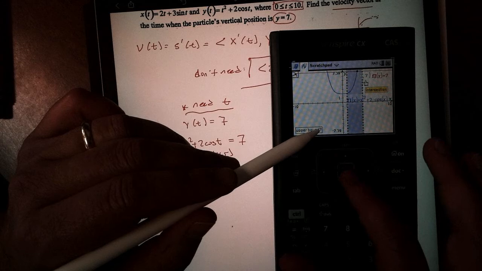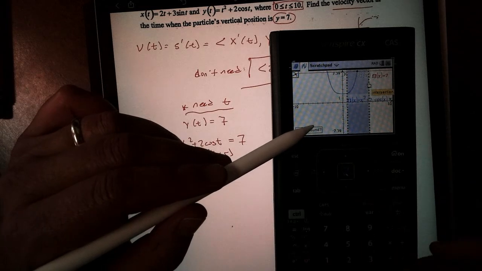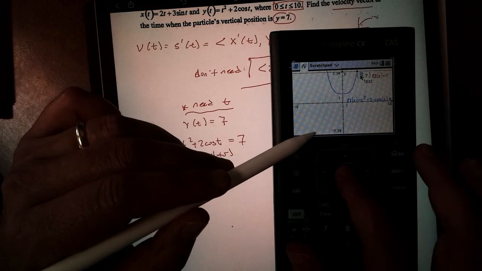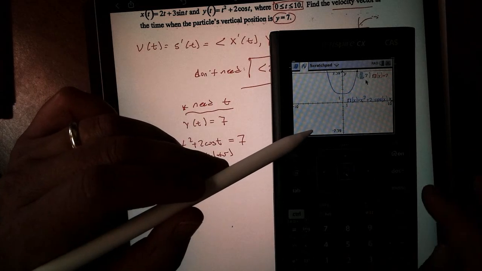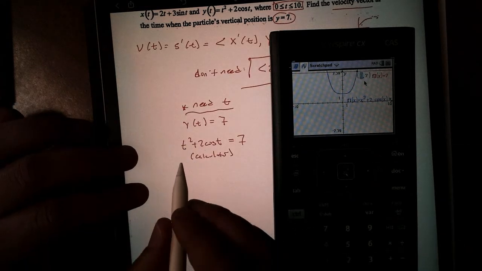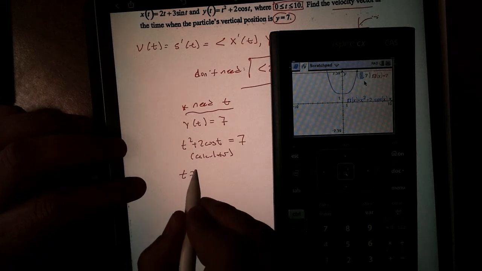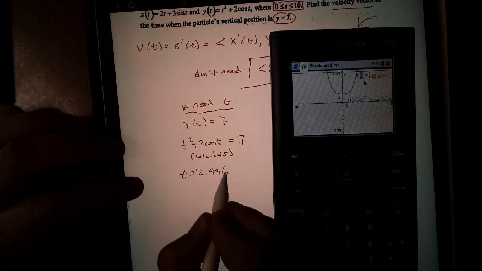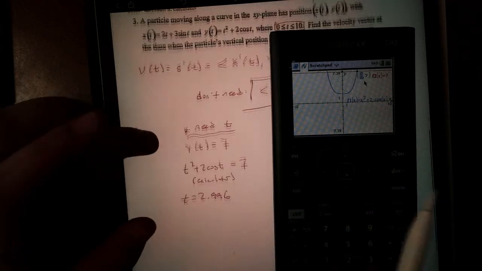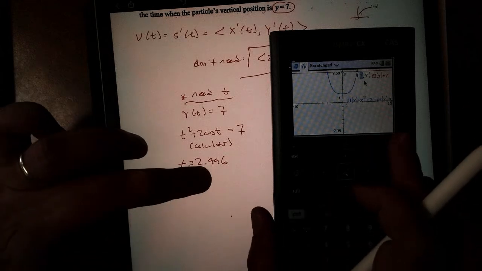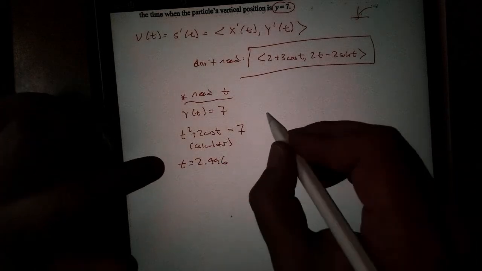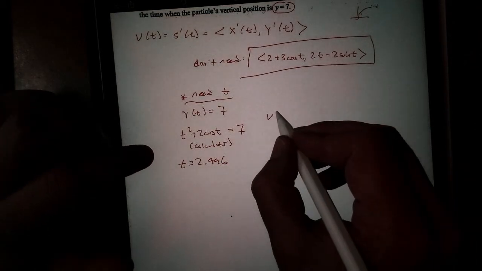Press enter. Shoot, a student told me the trick to this a while back and I forgot it already. Anyways, what you should get is t equals 2.996. And the reason why that's important is the AP may not accept rounding. My calculator is rounding kind of weird right now, but you would get 2.996. And once we have that, now I can get my velocity vector.